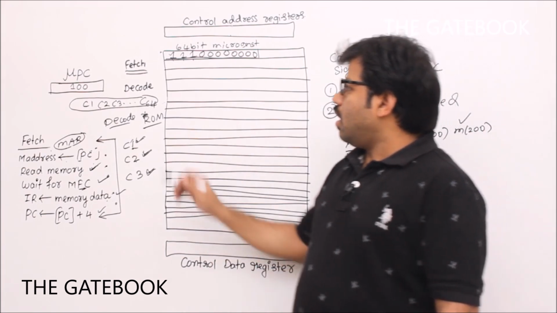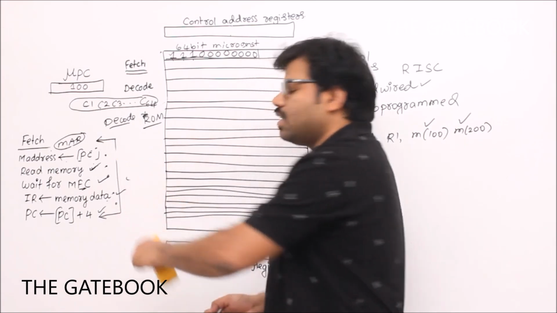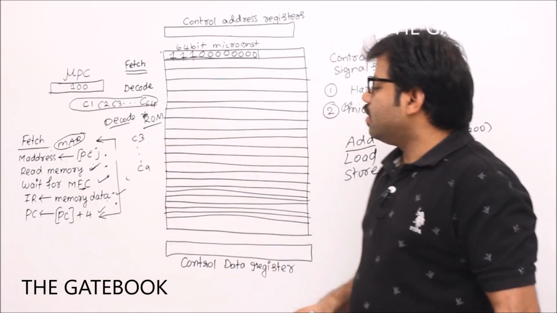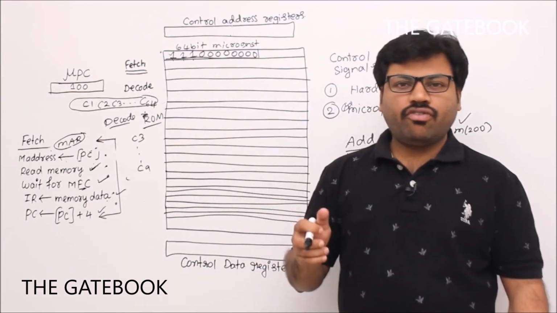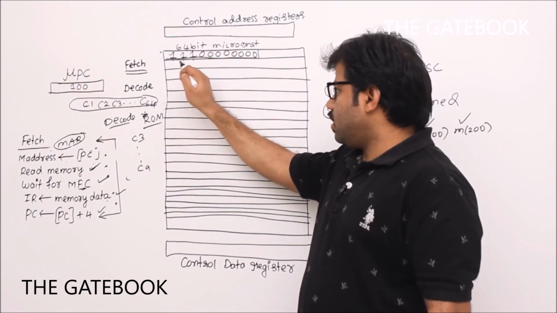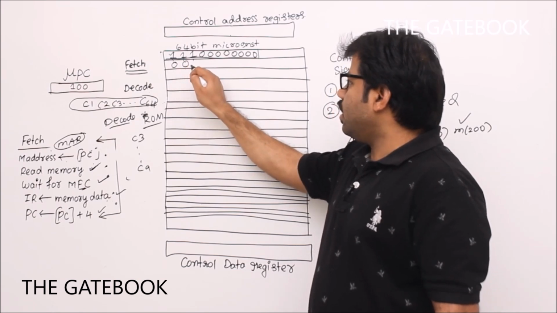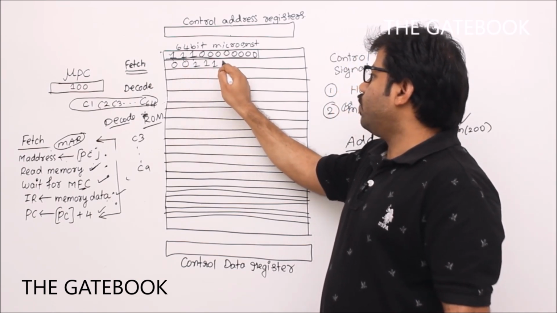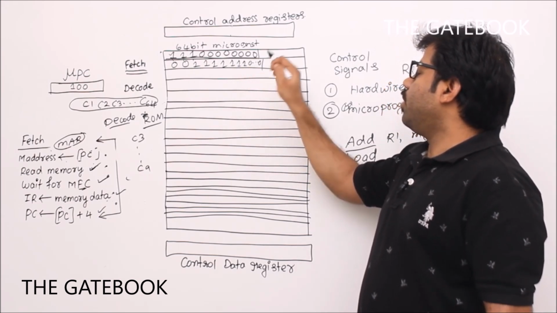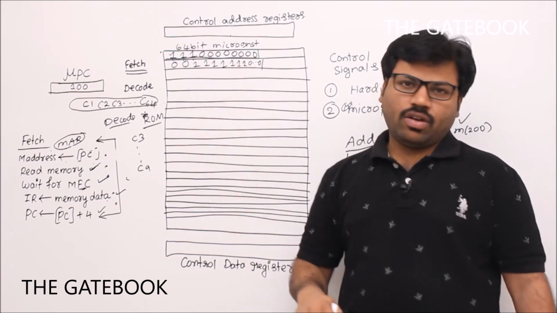Now the second thing. After fetch we have to do decode. Assume that for decoding some 7 signals are required, C3 to C9. Then what is the micro instruction for decoding? It will be like this: C0 is 0, C1 is 0, C2 is 0, C3 yes, C4 yes, C5, C6, C7, C8, C9, followed by all the remaining bits zero. In that way we have to generate a 64-bit micro instruction.